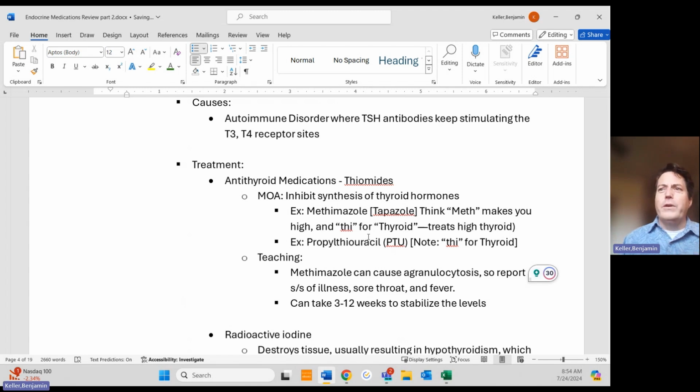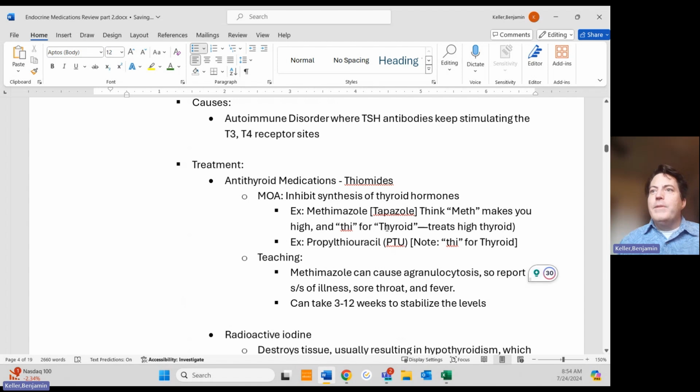And then you have another one, propylthiouracil. It's oftentimes abbreviated as PTU. But notice that you got THI in there again. And so I think of THI in this term as thyroid hormone inhibitor. And that's not always going to be the case. You're going to have other medications that have THI in them. But for this exam, if you see methimazole and propylthiouracil and you can't remember what those are, if you see the THI, think thyroid hormone inhibitor. What they do is they inhibit the synthesis of the thyroid hormones.